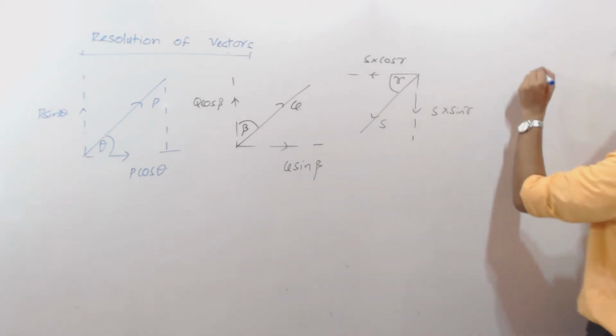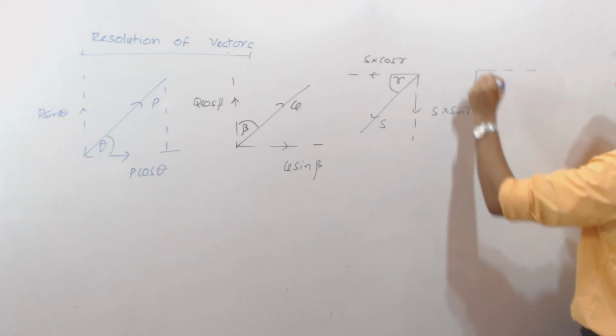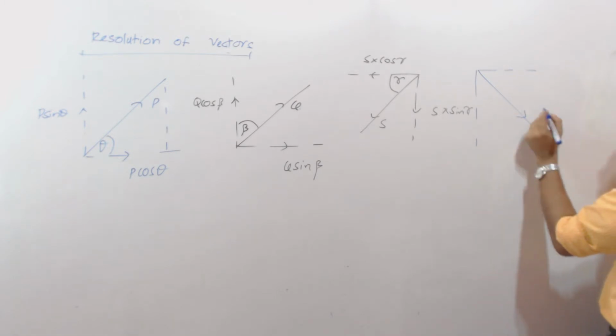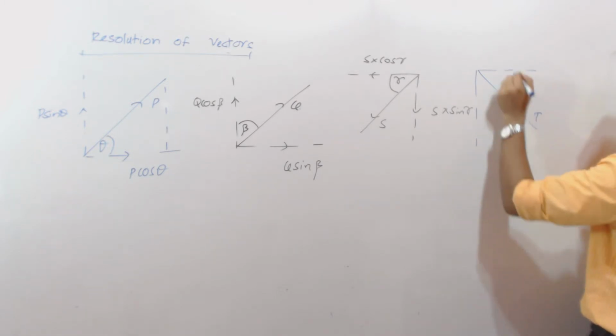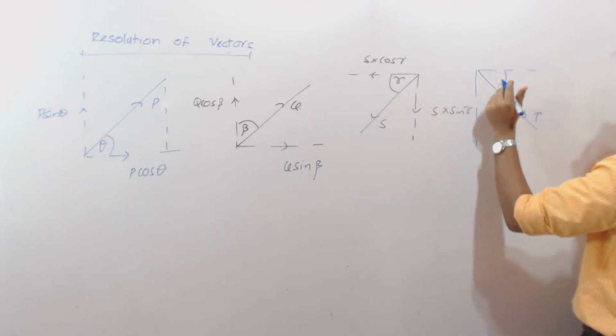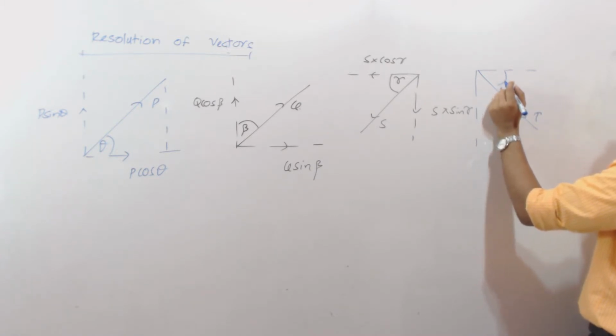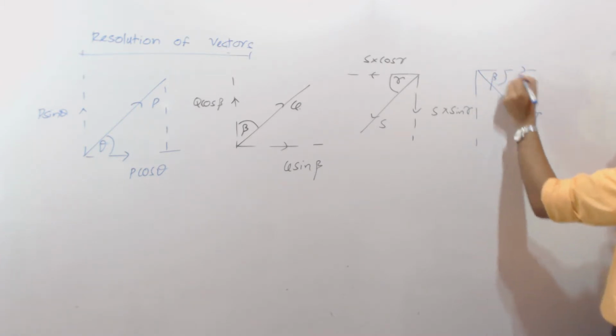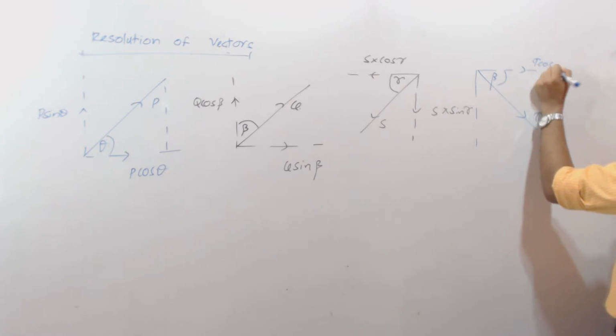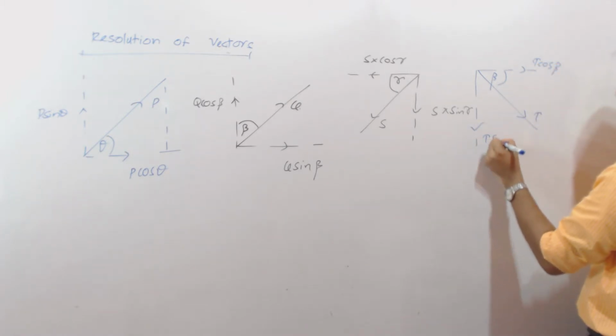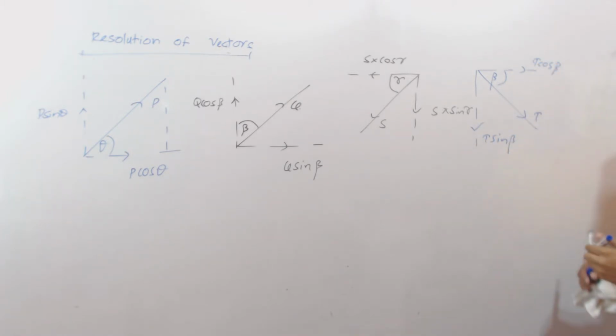Now we can consider another example. Vector T and the angle beta. So this should be T cos beta. This should be T sin beta. Those are the examples.